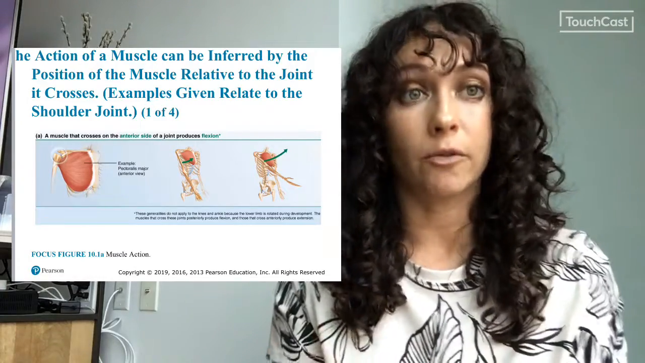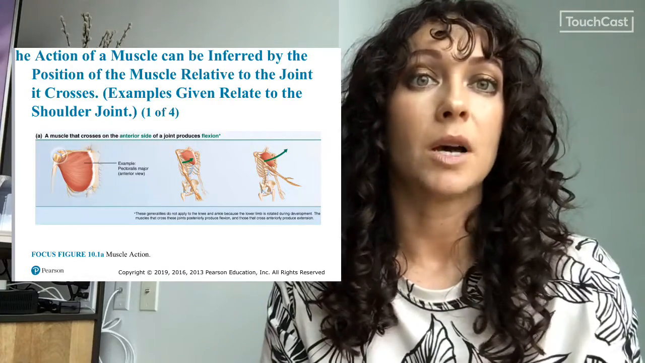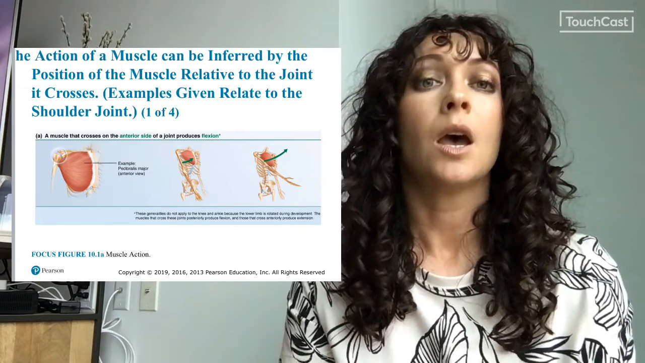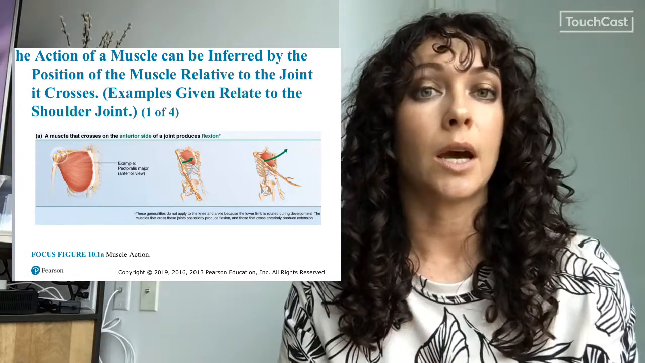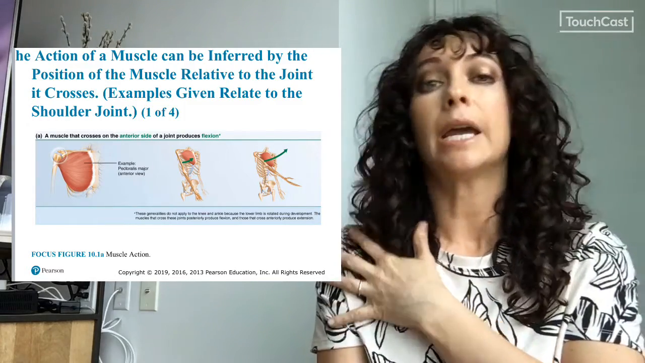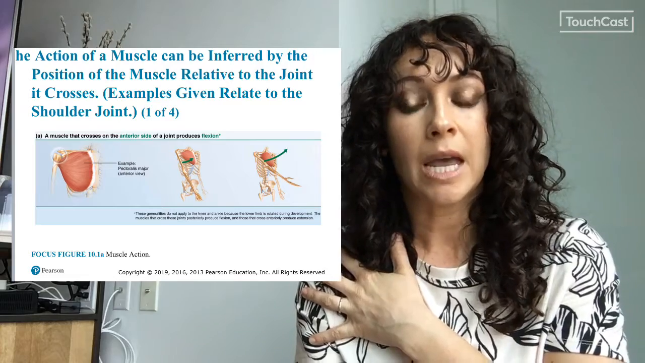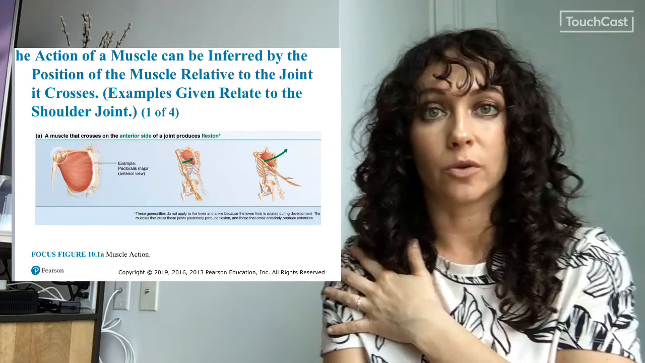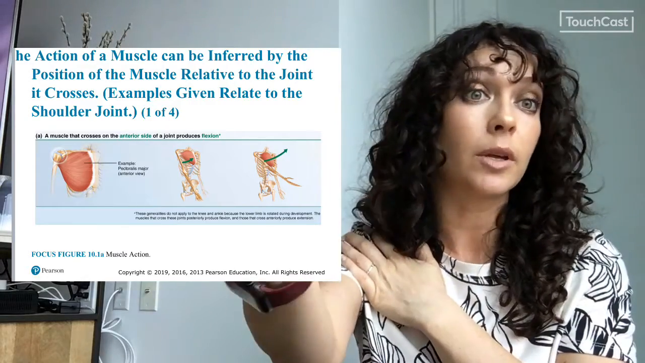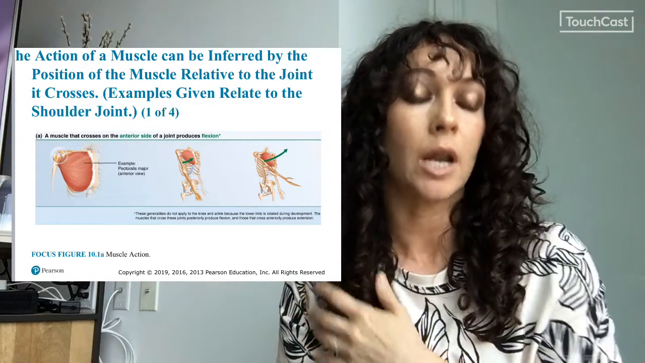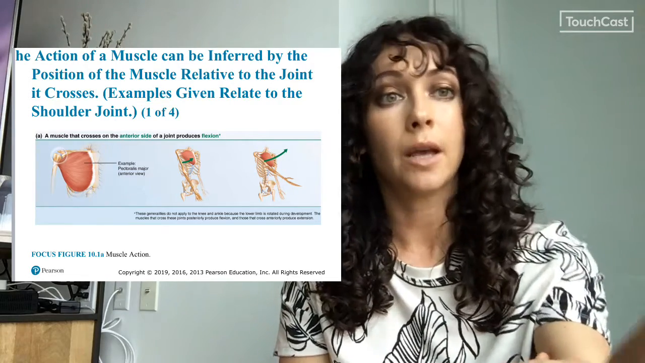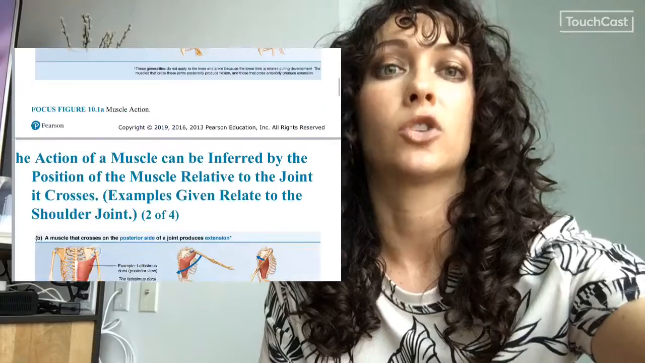Another thing that we can infer by the position of a muscle is where it is in relation to the joint itself. So in this case, in your PowerPoint, we are looking at the pectoralis major muscle. So the pec major muscle crosses anteriorly across your shoulder joint. Anterior muscles are going to produce flexion. So in this case, it is going to produce shoulder flexion simply by being on the anterior side of a joint. Your bicep is also a great example of that. It's on the anterior side of our elbow joint, and it produces elbow flexion.